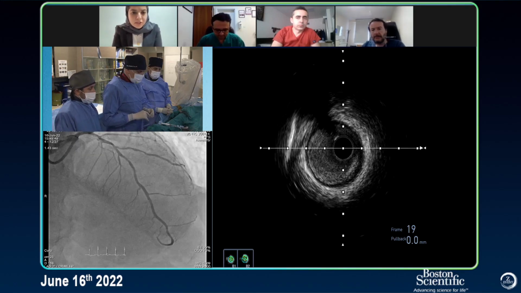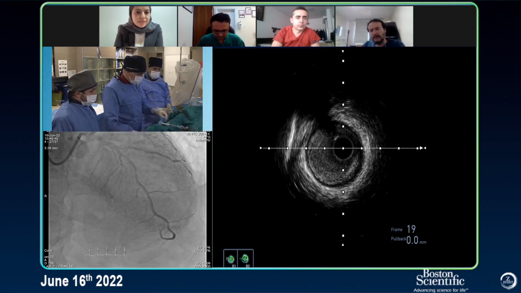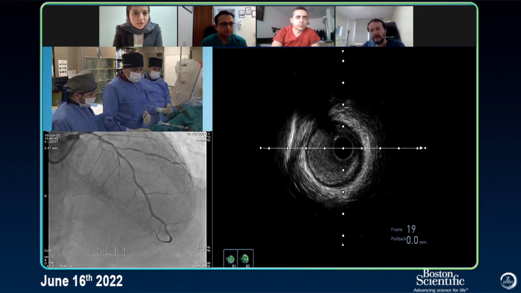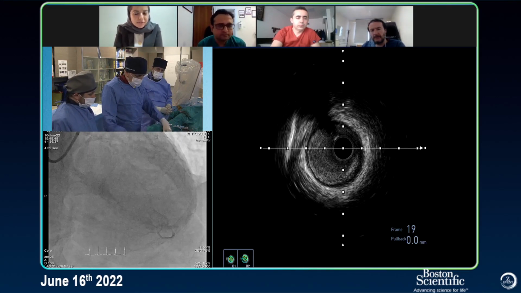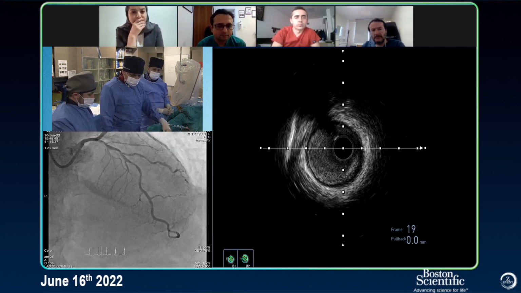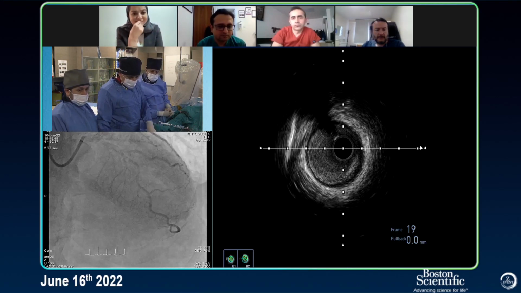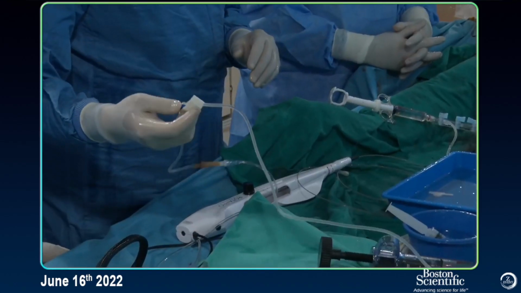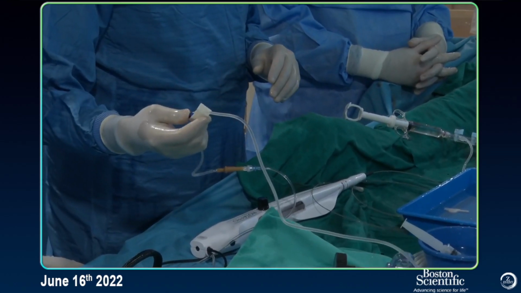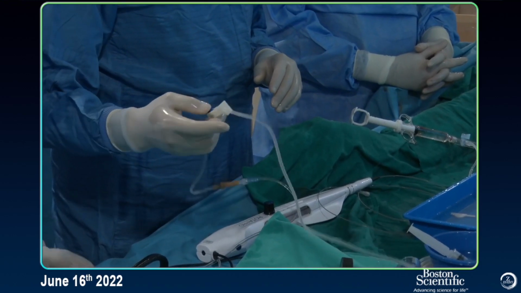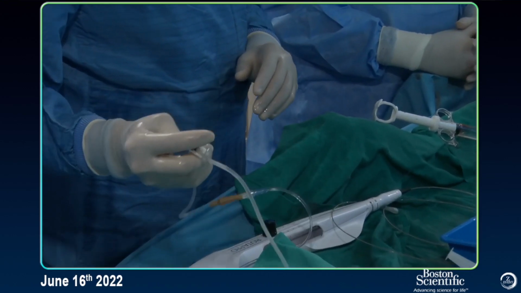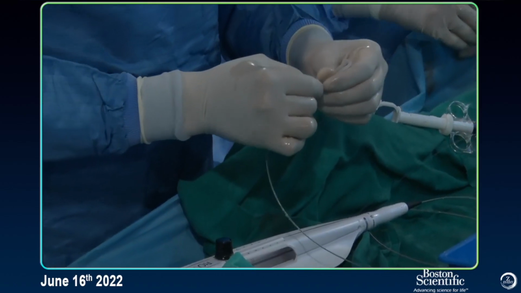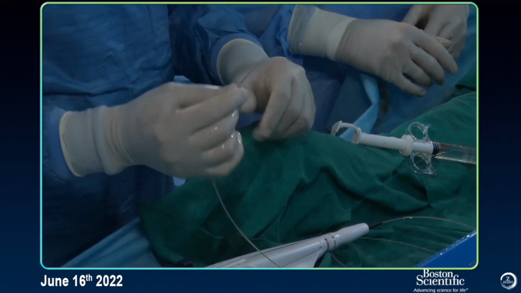Do you typically use it routinely in most of your cases, or selectively in the ones with very eccentric plaque? Right. So today we are using Rota Pro. We have Rota Pro, and it's almost ready. I'll show you how we prepare it. We of course connect it with the liquid, and we have to open and make sure the liquid is coming. This is important to see, and liquid is coming.